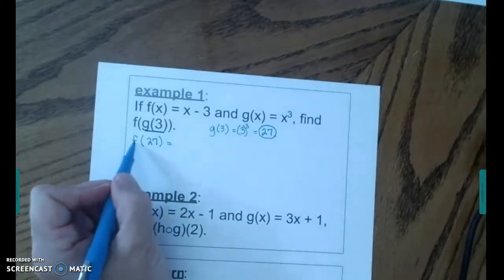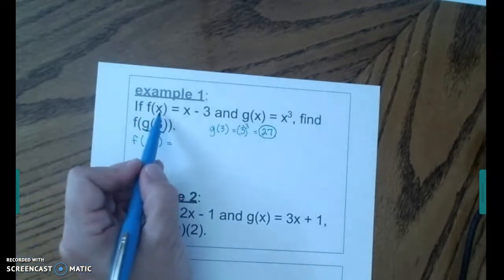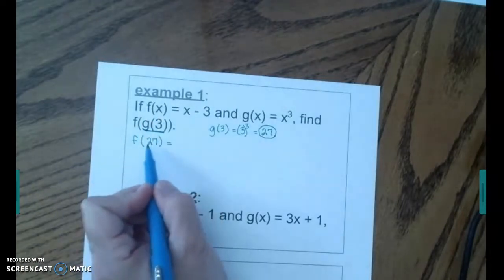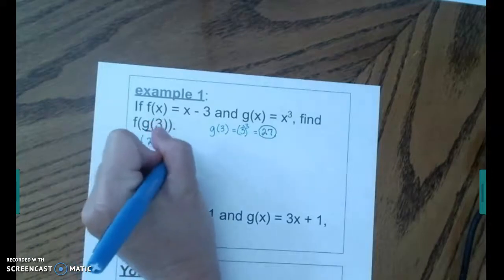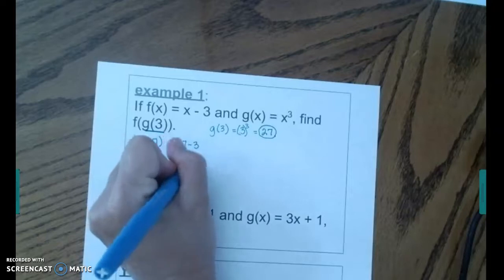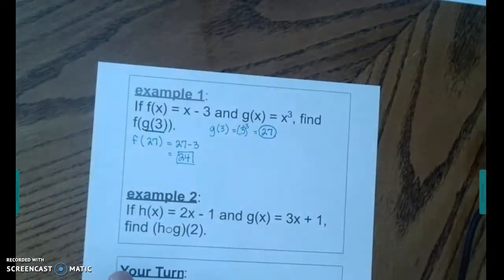Because this is f, I'm going to go to the f of x function. Everywhere I see an x, I need to substitute 27. So I'm going to have 27 minus 3. So 24 is your final answer.